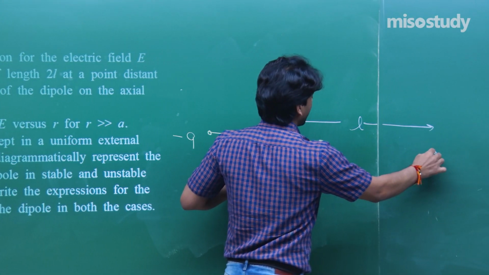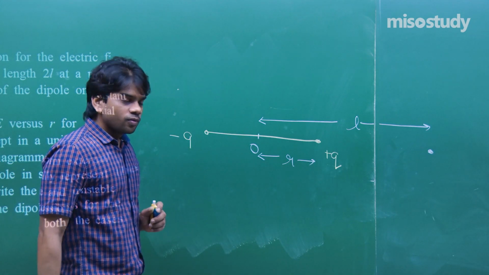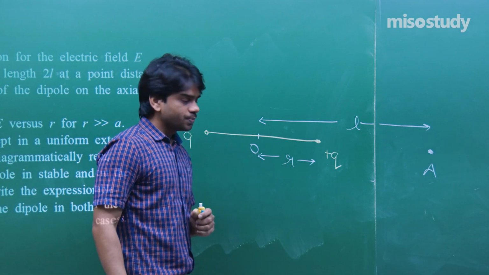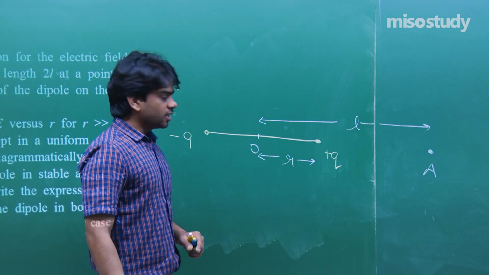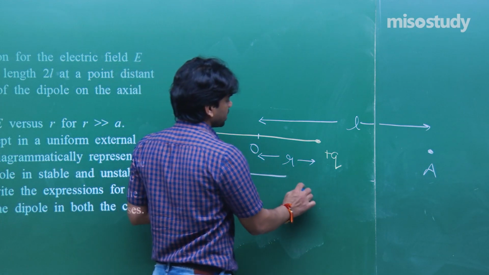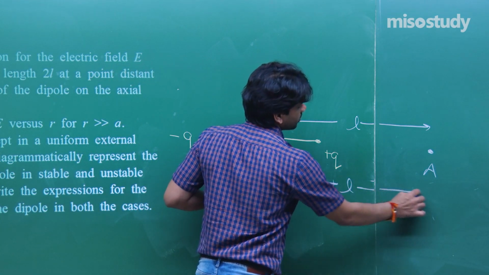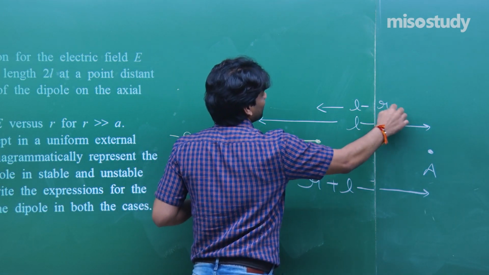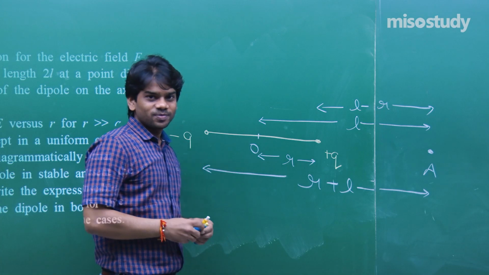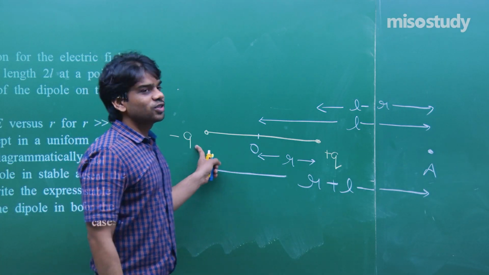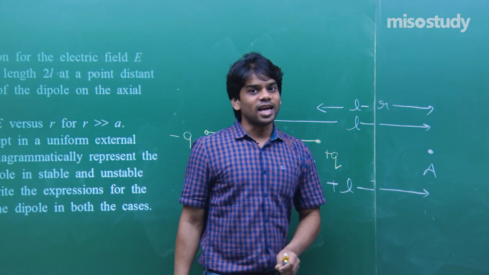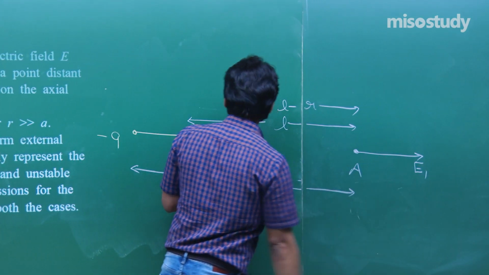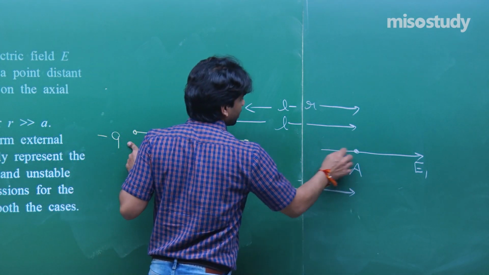Let us say we have to find the value of the field somewhere at this point A due to this dipole, at a distance r from the center of the dipole. Minus q charge here, plus q charge here. The distance will be r plus l from the minus q charge, and from the plus q charge it will be r minus l. You can just check it. Find the electric field due to this charge, find the electric field due to the other charge, and add them. Due to this charge, the field will be directed towards this, which I am mentioning as E1. Due to the other charge, it will be directed along this sense.